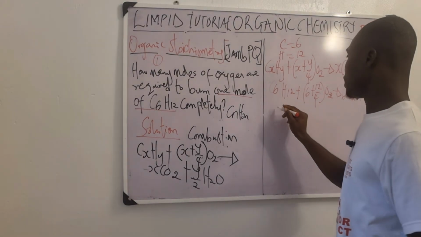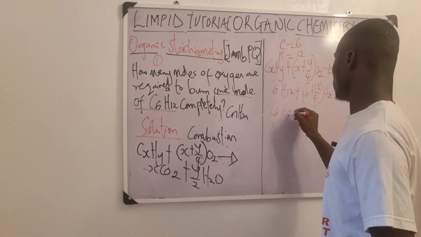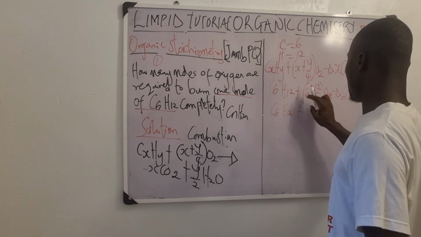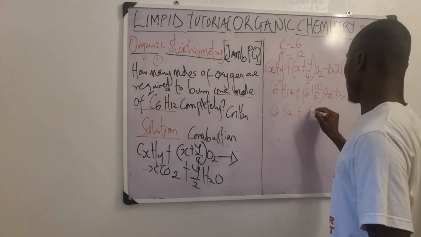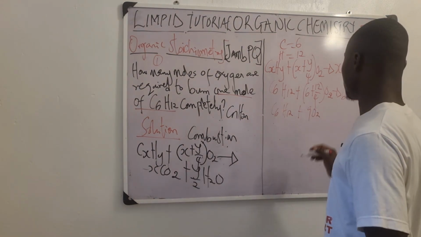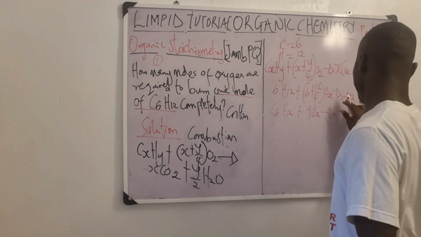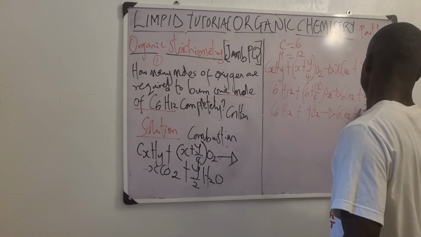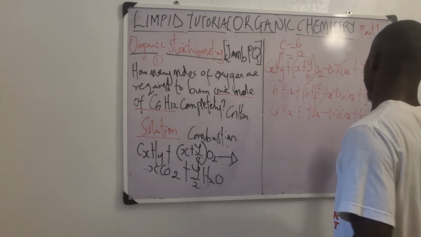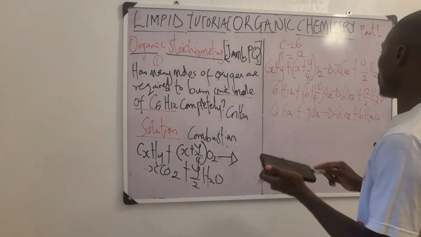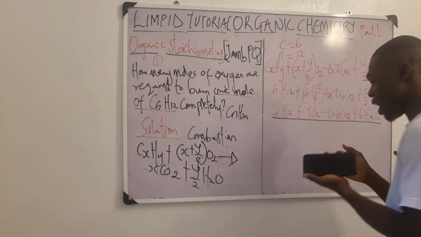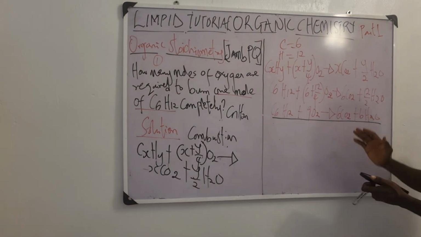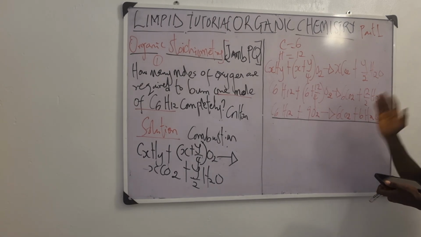Now this is C6H12 plus, 12 divided by 4 is 3, and 3 plus 6 is 9. We have 9 oxygen here to give us the same thing as 6CO2 plus 6H2O. This is the reaction that formed afterward, the combustion. This is a balanced equation.